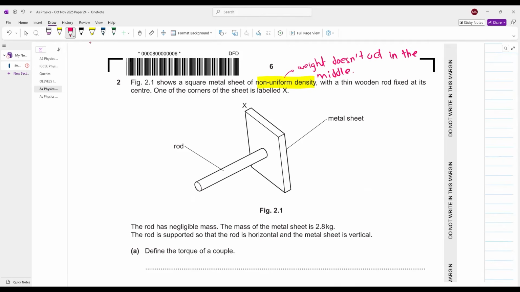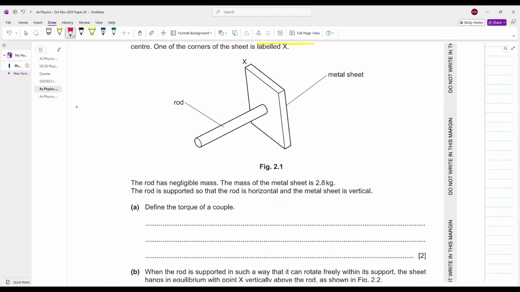With a thin wooden rod fixed at its center. One of the corners of the sheet is labeled X. अच्छा जी, one corner of the sheet is labeled X. Okay, the rod has negligible mass. The mass of the metal sheet is 2.8 kg. अच्छा जी, metal sheet का mass क्या है भाई? 2.8 kg. Perfect. The rod is supported so that the rod is horizontal and the metal sheet is vertical. Metal sheet vertical है, rod is horizontal.